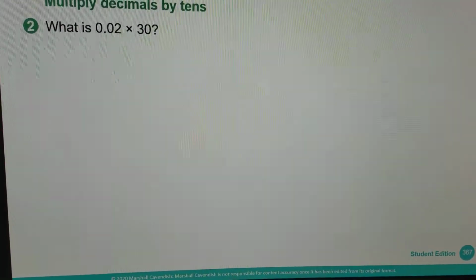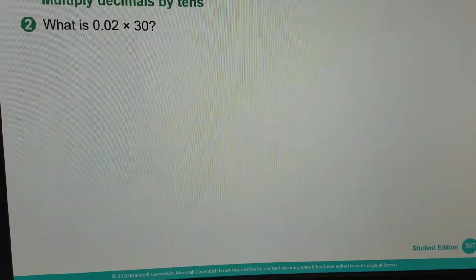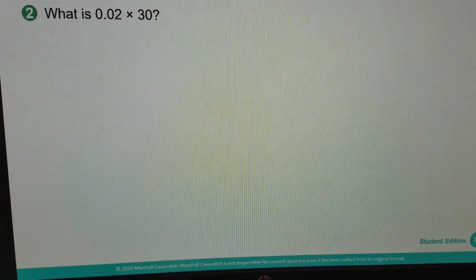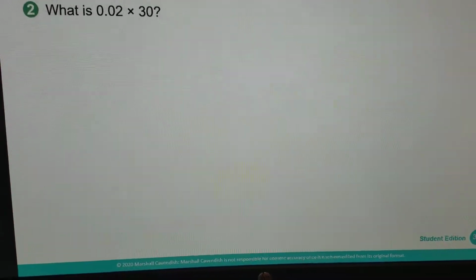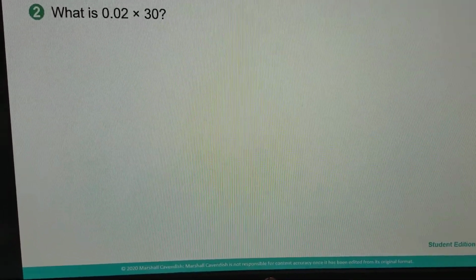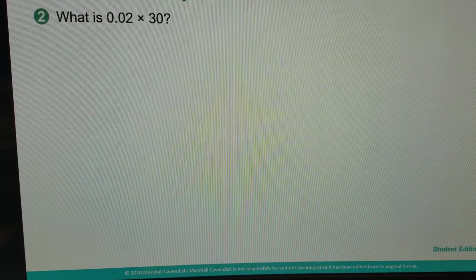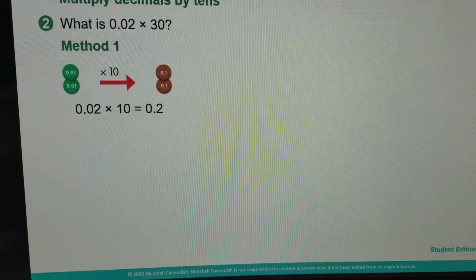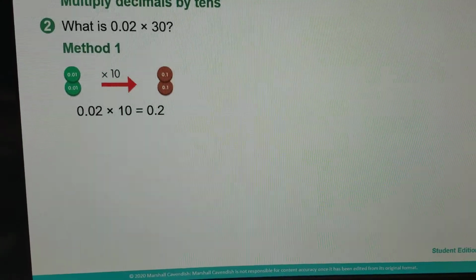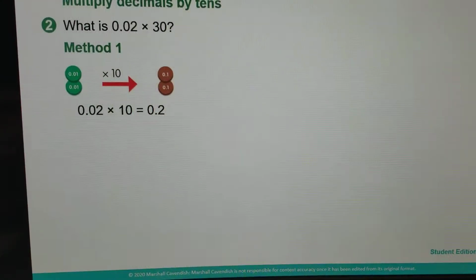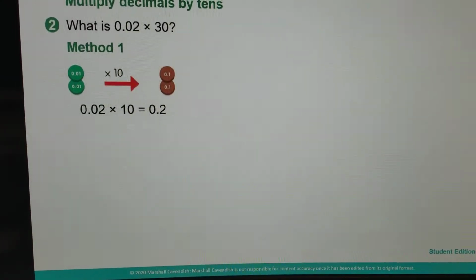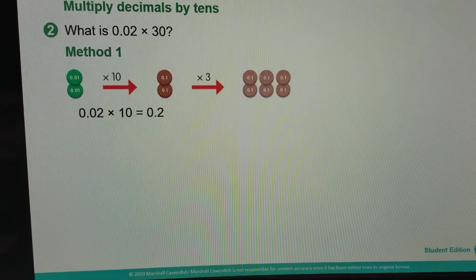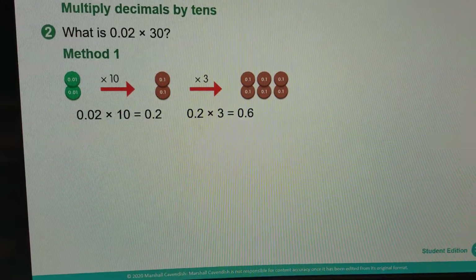Okay, so now what if I had 2/100ths 30 times? So remember, the 30 is made up of a 3 by 10, right? 3 times 10. So 2/100ths times 3 is 6/100ths. This is method 1, so they're doing the other one first. They're doing 2/100ths times 10, and 2/10ths times 3 is 6/10ths.